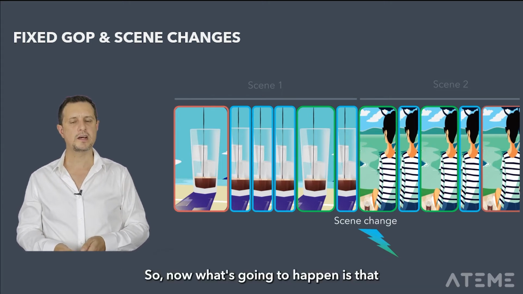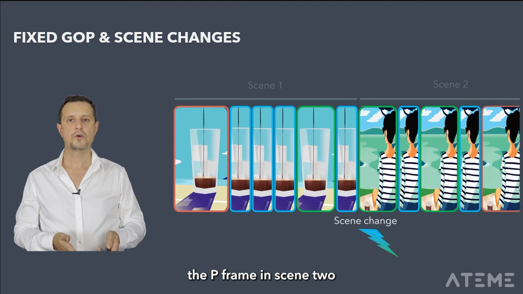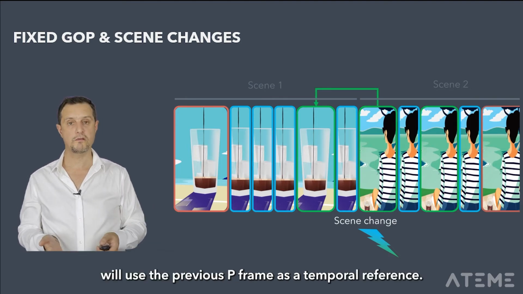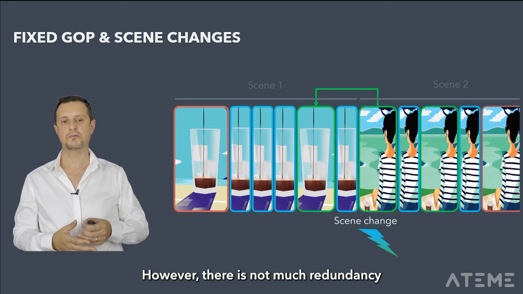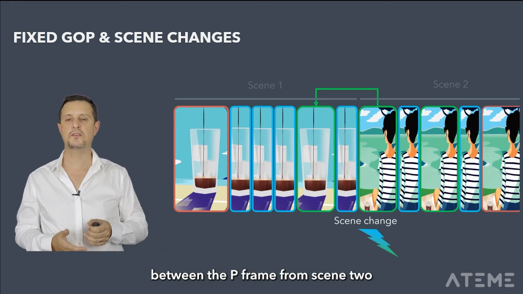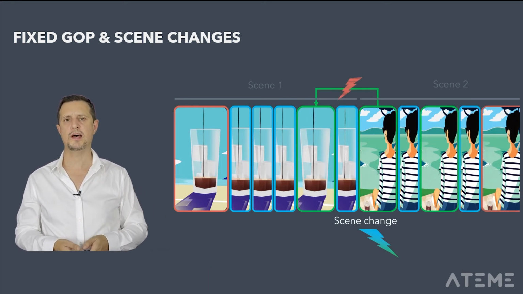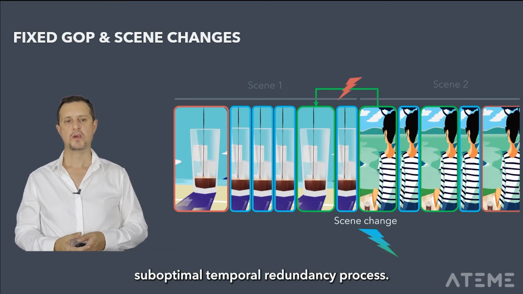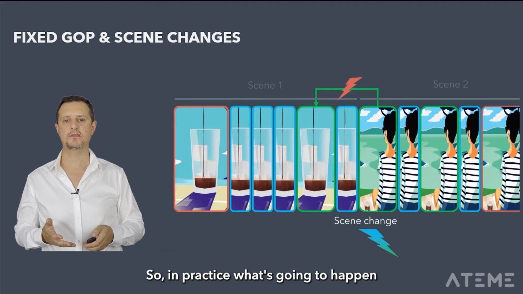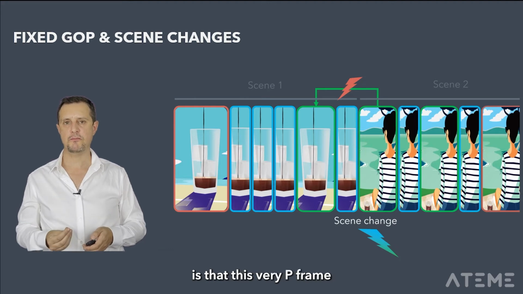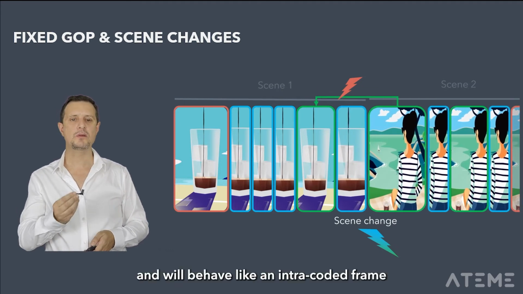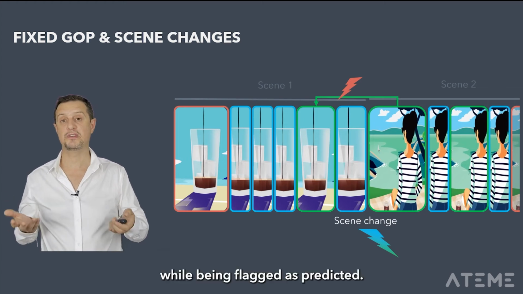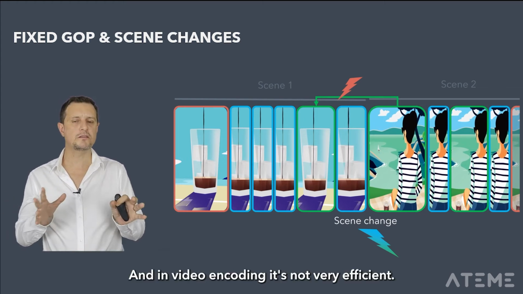Now what's going to happen is that the P frame in scene 2 will use the previous P frame as a temporal reference. However, there is not much redundancy between the P frame from scene 2 and the P frame from scene 1. So we're going to have a very, very bad, suboptimal temporal prediction process. In practice, this P frame will actually grow in size and will behave like an intra-coded frame while being flagged as predicted. And in video coding, that's not very efficient.